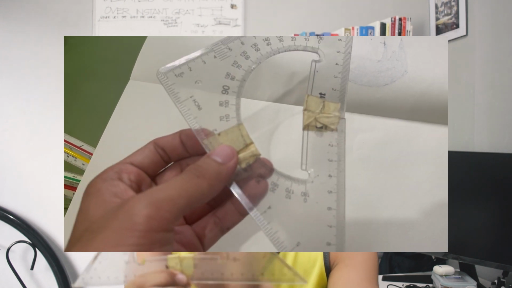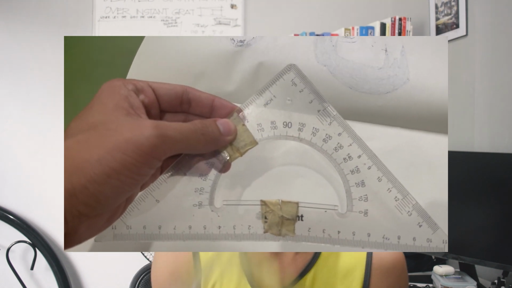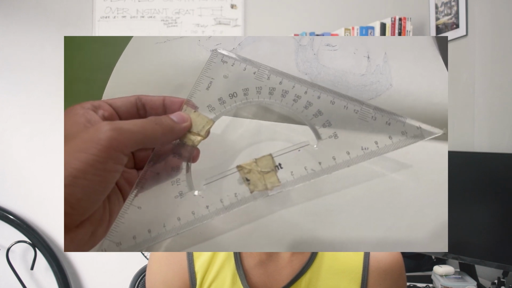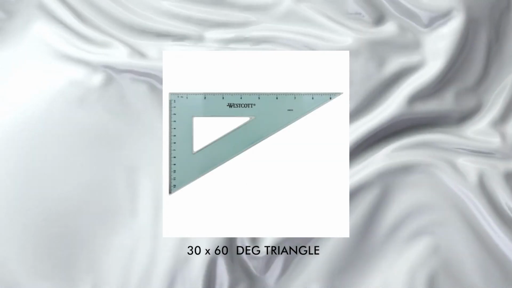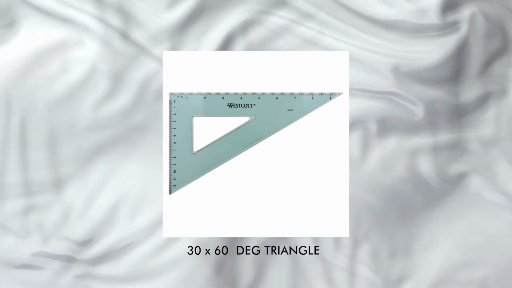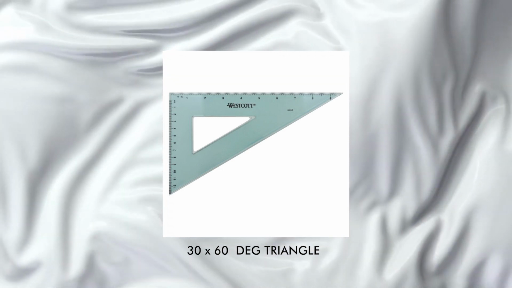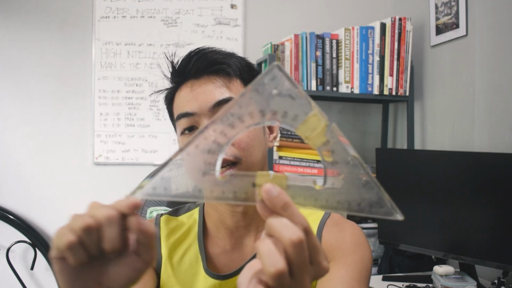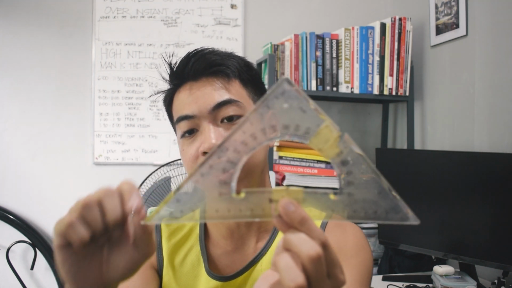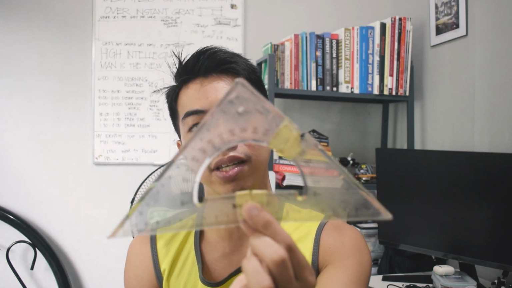I mean, protractor. So, there are 2 types of triangle. Merong 45 and then 30 and 60. So, nag-vary siya dun sa angle ng triangle na ginagamit mo. So, for example, ito, this is 45 degrees. Kasi may mga specific angles na kailangan. So, ito siya, 45 degrees. Plus, you're going to need this.